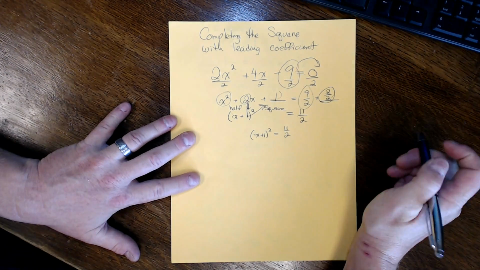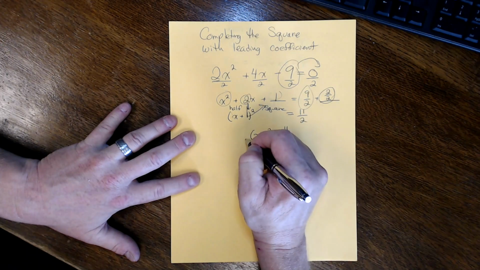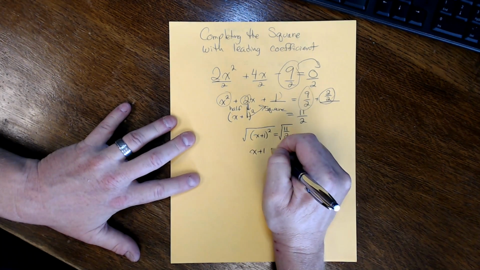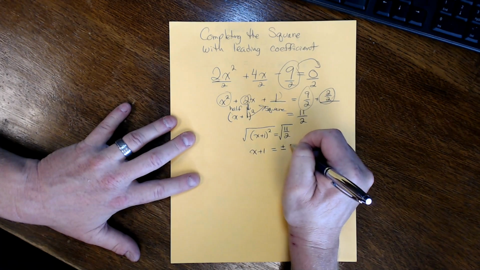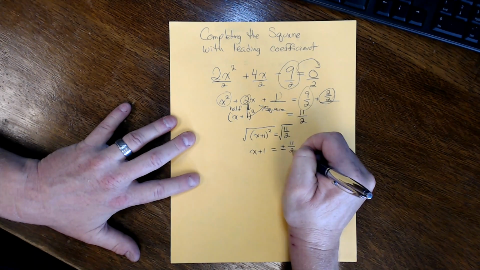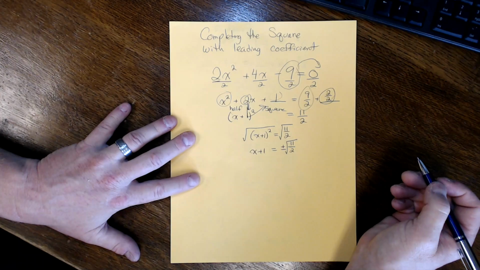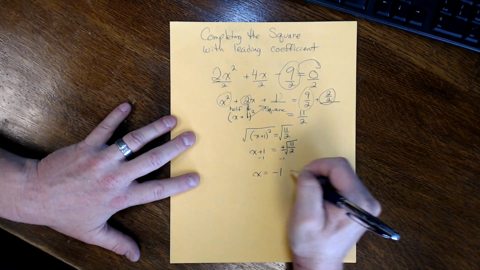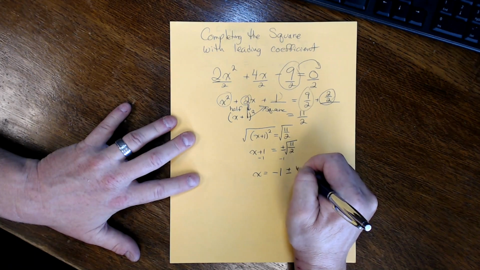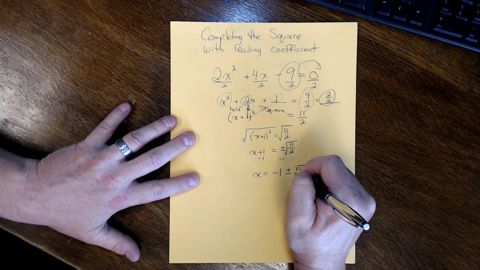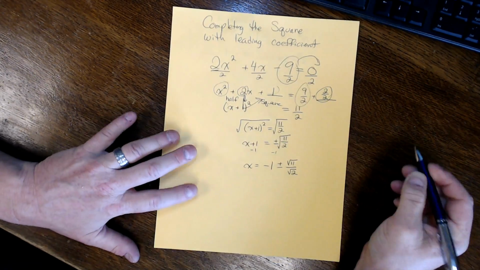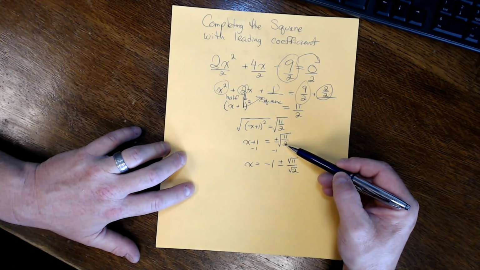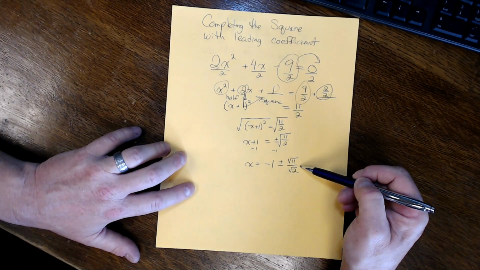to complete the square. I'm going to take the square root of both sides. X plus 1 is equal to plus or minus the square root of 11 halves. I'm going to subtract 1 from both sides. I'm going to make sure I split up my square root to my numerator and my denominator, because I'm going to have to rationalize this.